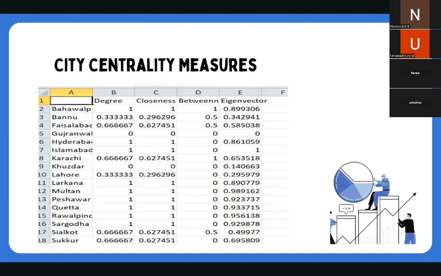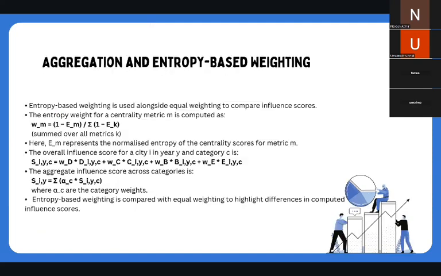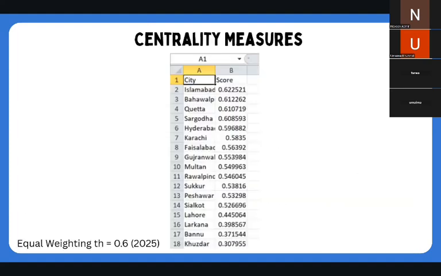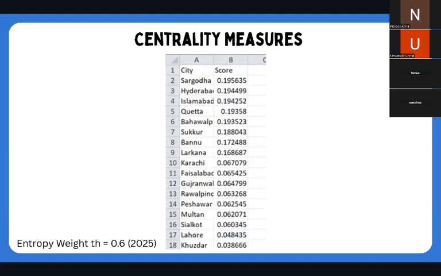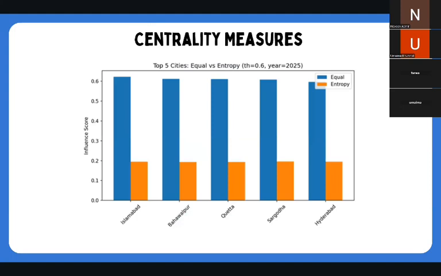Now, instead of treating all the centrality measures equally, we applied entropy based weighting. This gives more weight to the metrics that have higher variability because those metrics contain more information. We also compared this to simple equal weighting to show the difference. Using these weights, we computed an overall influence score for each city across categories, and then combined category scores to get a final aggregate influence ranking. We also created heat maps and network graphs to visualize these results. The heat maps clearly show category specific patterns, while the network graphs reveal which cities consistently appear in the core cluster.